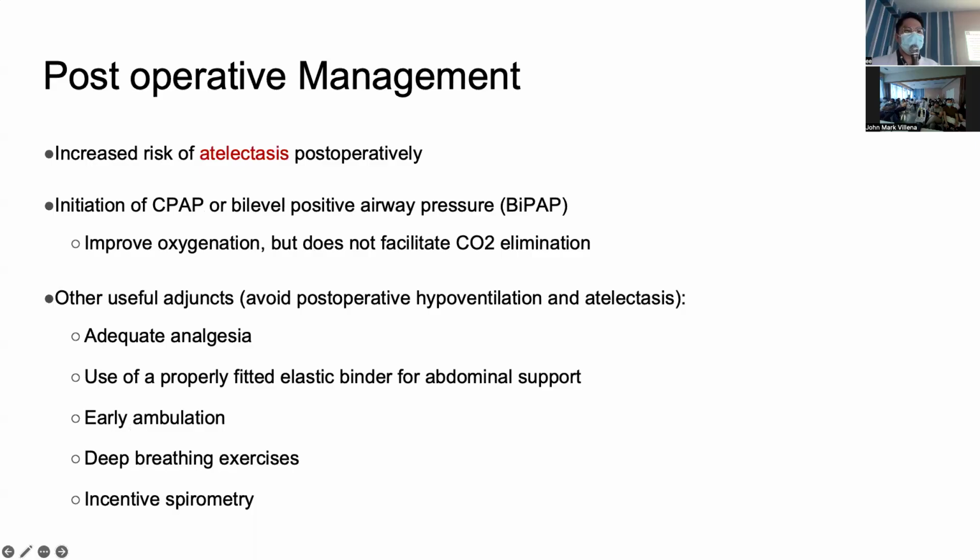In postoperative management, these patients have increased risk of atelectasis. Initiation of CPAP or BiPAP improves oxygenation, but does not facilitate carbon dioxide elimination. Other useful adjuncts to avoid postoperative hypoxemia and atelectasis are adequate analgesia, a properly fitted elastic binder for abdominal support, early ambulation, deep breathing exercises, and incentive spirometry.